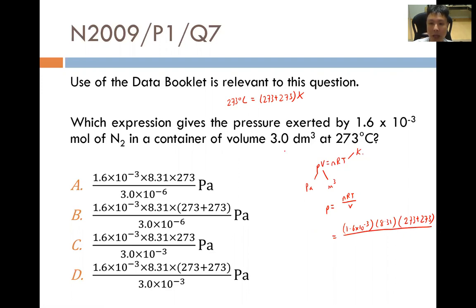And volume has to be in meter cube. So this is in dm cube. 1 dm is equal to 10 to the power minus 1 meter. So if we were to cube both sides, 1 dm cube would be equal to 10 to the power minus 3 meter cube. Okay, so this is the way to convert dm cube into meter cube. And if we have 3 dm cube, then of course it will just be 3 times 10 to the power minus 3 meter cube. And this will be the answer. If you were to compare this expression to all of those given in A, B, C, D, the answer will be D, because that's the one that matches. Okay, so that's the answer to this question.